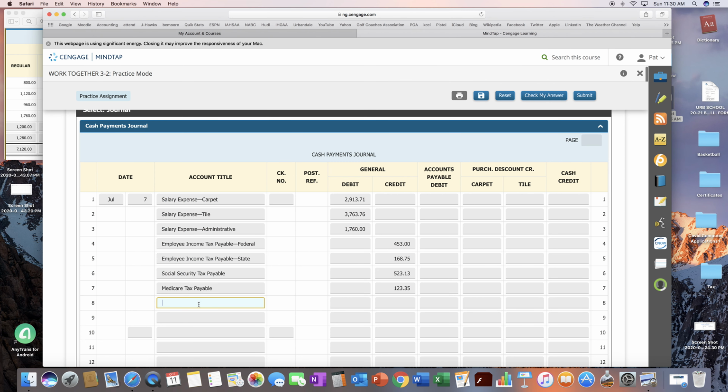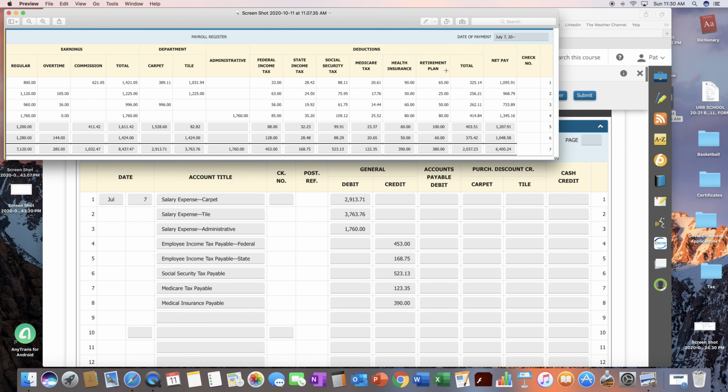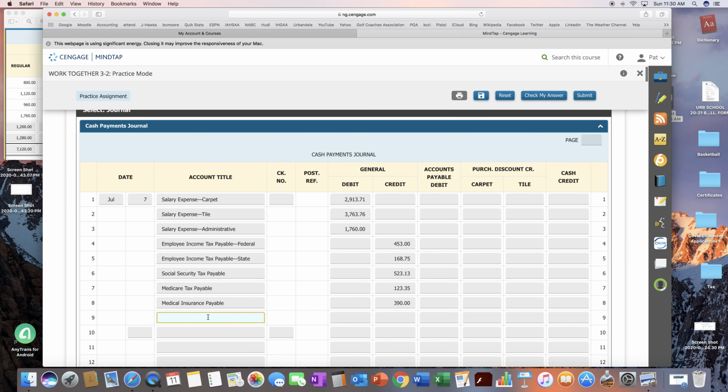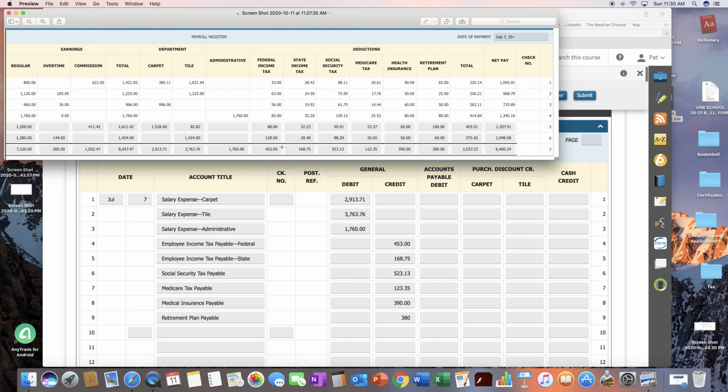That's why when you saw that come up, and that's just the insurance being taken out. We also have retirement plan, so we're going to call that retirement plan payable. And that is for 380. So all that was done already. We basically just took all these numbers and copied them down. It'd be awesome if you can just highlight and paste it, but we have to put them in there.